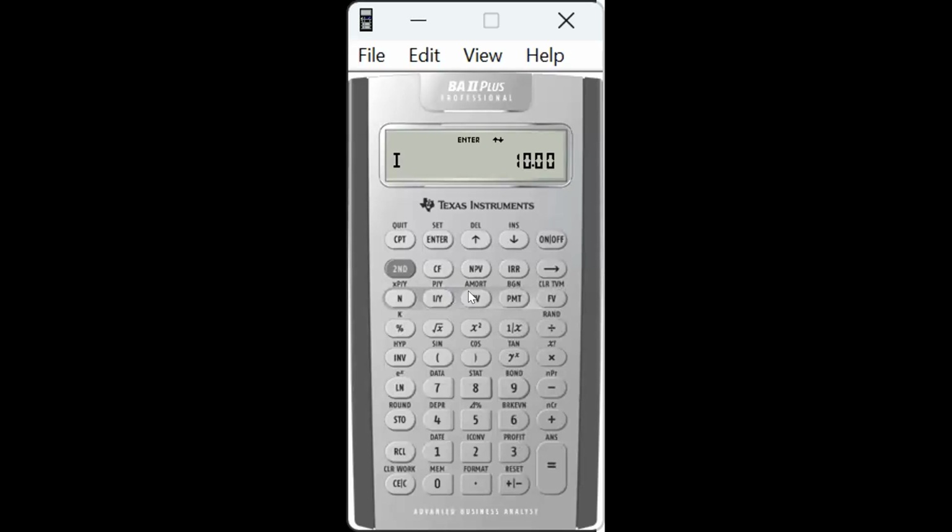Present value is what we are trying to figure out. That's the question: what is the present value? Our payment is going to be 100,000.